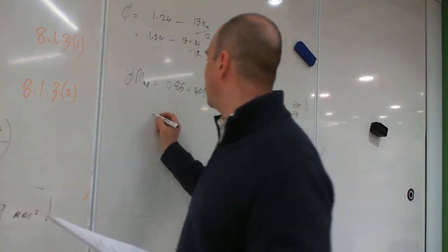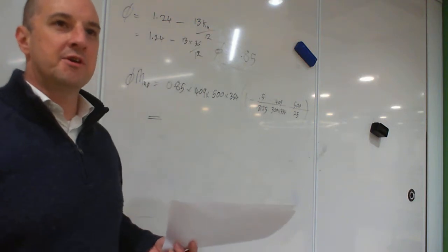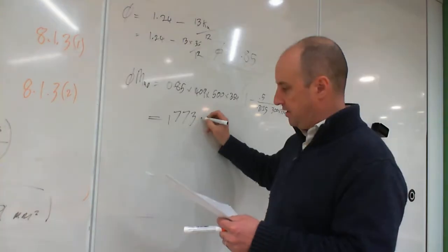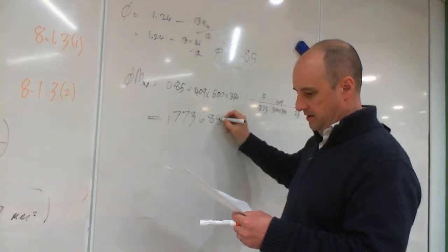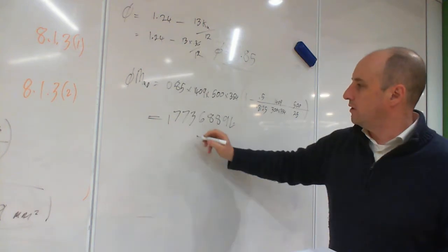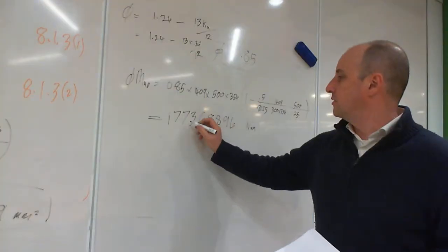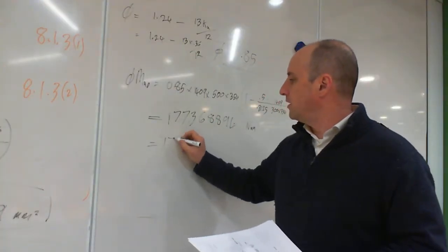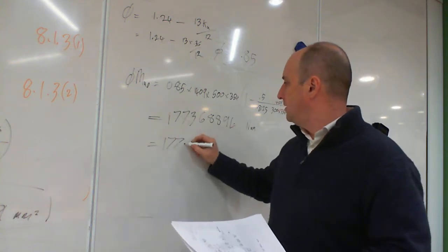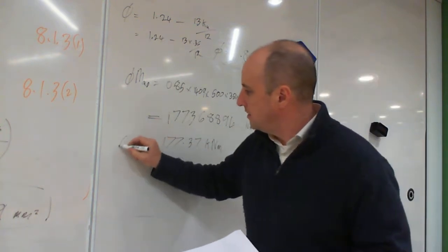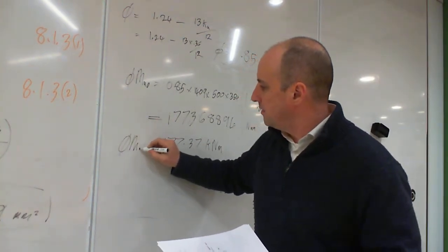And if you put all that into your calculator, and you do it the same as I did, which is probably right, you get 177,368,894, and that, of course, is in Newton millimeters. So we divide that by a million to get kilonewton meters. So we get 177.37 kilonewton meters. That's phi Mu naught.